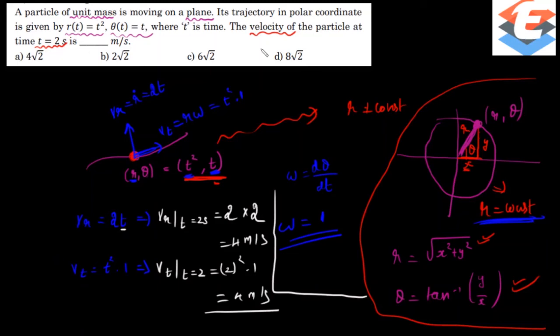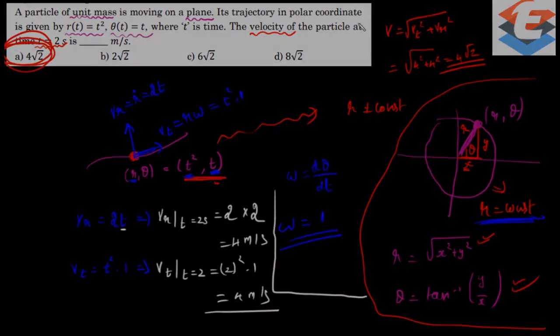So what will be my final answer, that is, the total velocity? That's going to be root of Vt square plus Vr square, which is root of 4 square plus 4 square. That is 2 times 4 square, so I can take 4 out, giving 4 into root 2. So that is option A. Let us proceed to the next question.